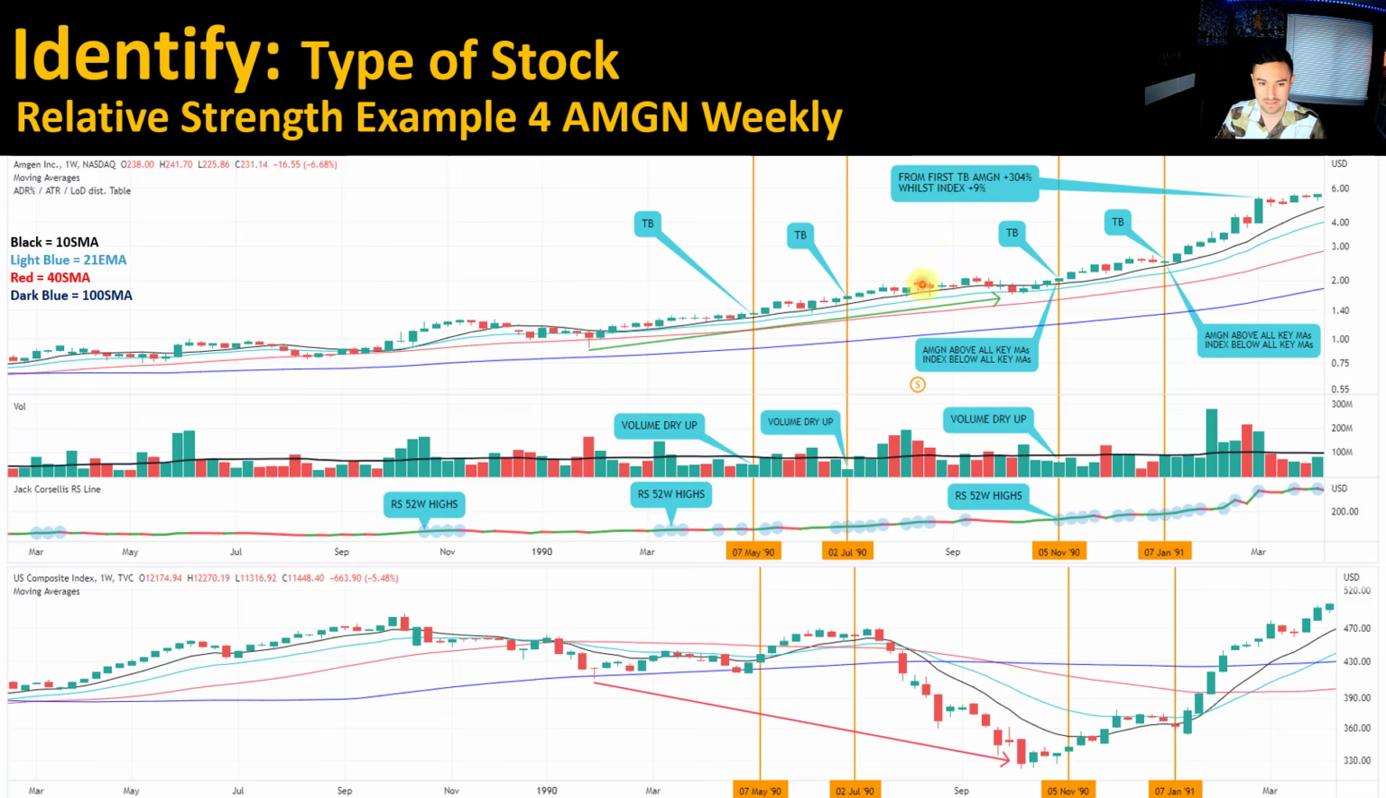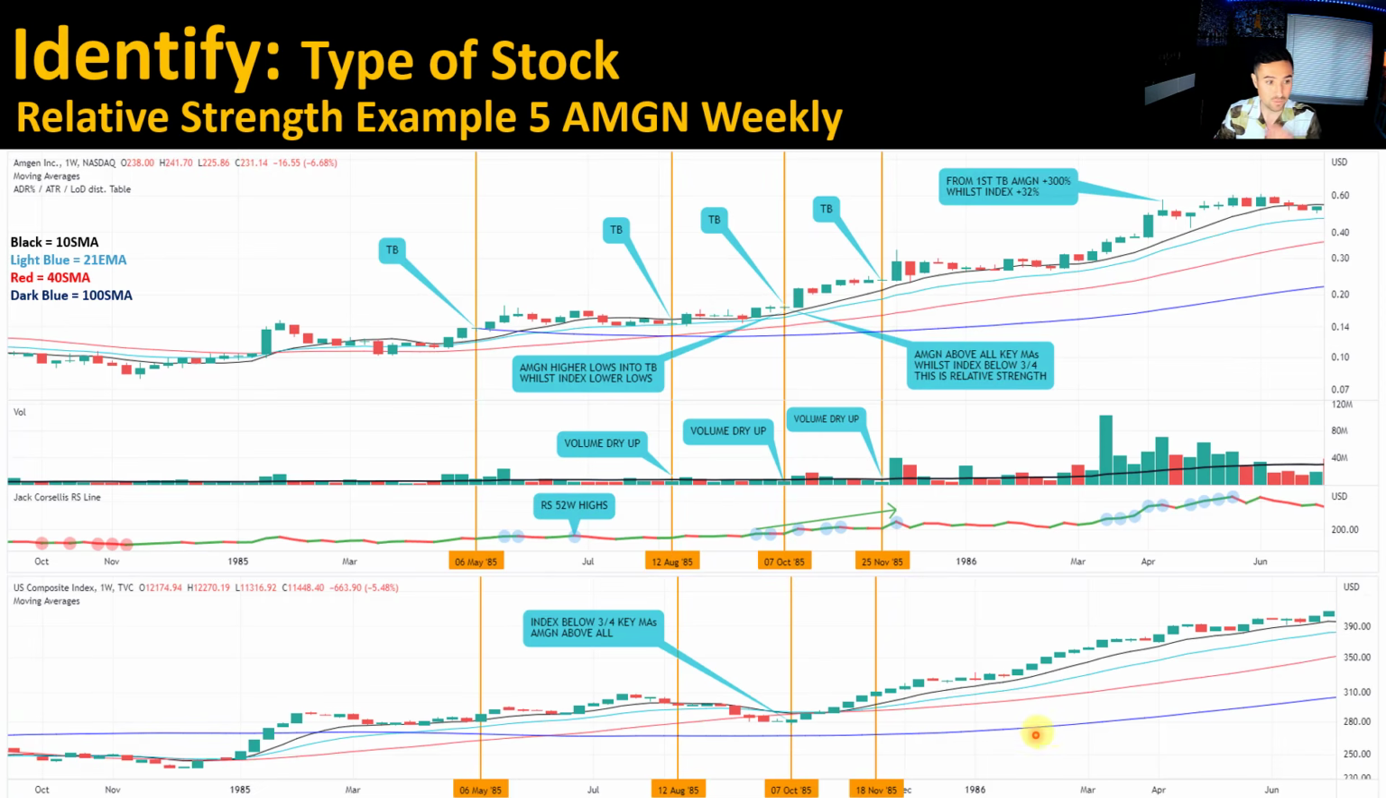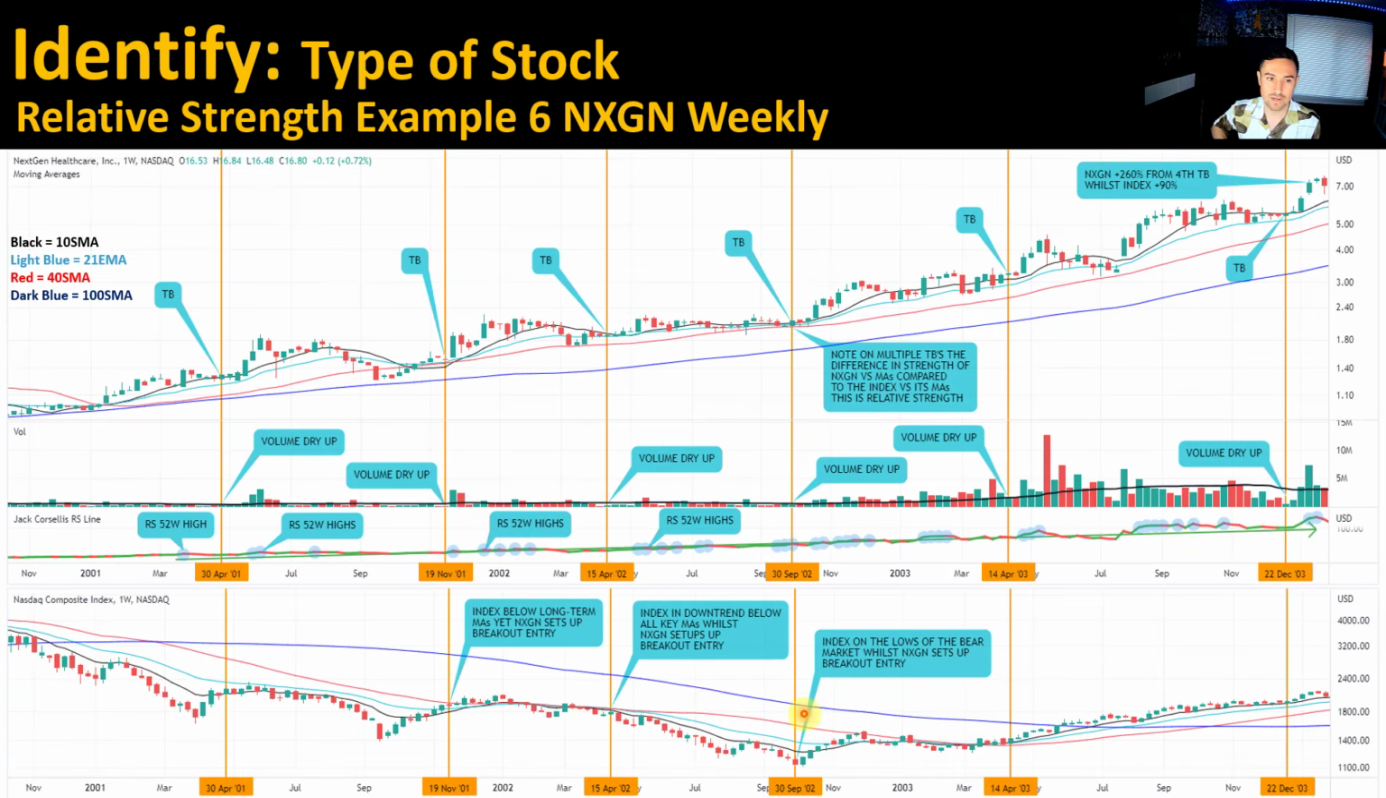Amgen had some fantastic moves. Look at it in the 1990s. Amgen is just trending up here, making higher highs and higher lows, while the index is making lower lows. This is an extreme example of relative strength. Another one for Amgen: see how it's building its pivot here above all the key moving averages, whereas the index is below 3 out of 4 of the key moving averages. This is the relative strength point.